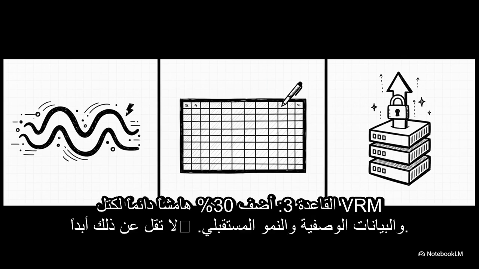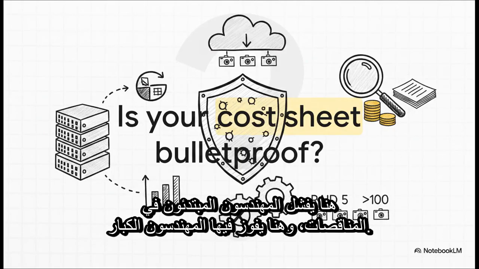Absolutely no magic numbers. And Rule 3, always add 30% headroom for VRM blocks, metadata, and future growth. Never less than 30%. Storage calculation is exactly where junior engineers fail tenders, and where senior engineers win them.